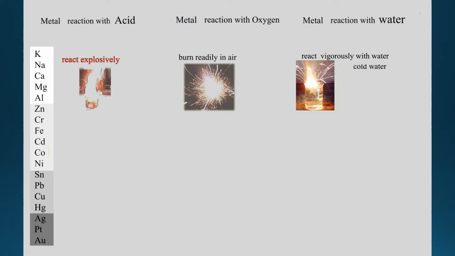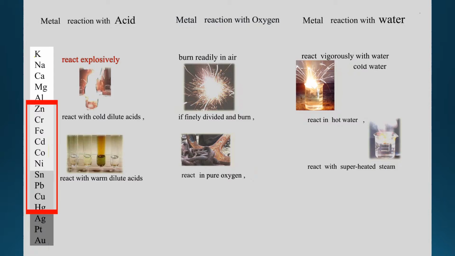Now let's look at the next group. If you look at the lower group, this lower group will also react, but the manner in which they react will be different. Let's see. Now let's see the middle group. How do they react with acid? You can see that the upper group, if you put in cold dilute acid, will react.